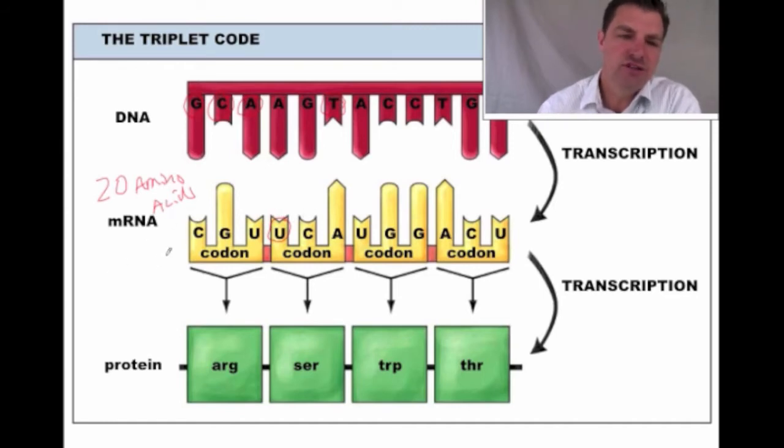So in order to code for all 20 different possible amino acids, we need to read the mRNA in sections of 3. So that's what we're going to do here. We're going to read them in sections of 3. So I'm going to read my CGU, for example. That's going to code for the amino acid arginine.